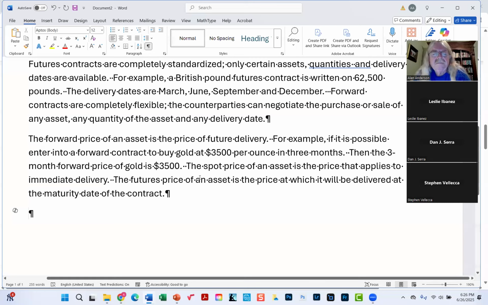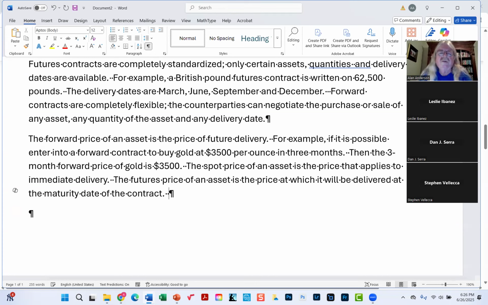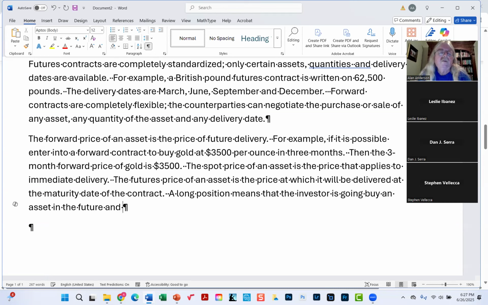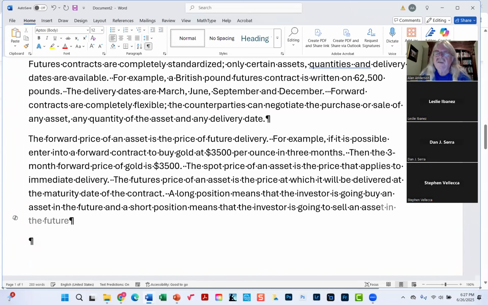Okay. And another thing I just want to quickly remind everyone, a long position means that the investor is going to buy an asset in the future. And of course, a short position means that the investor is going to sell an asset in the future. And of course, in order for there to be a long position, there has to be a corresponding short position. You can't have one without the other.